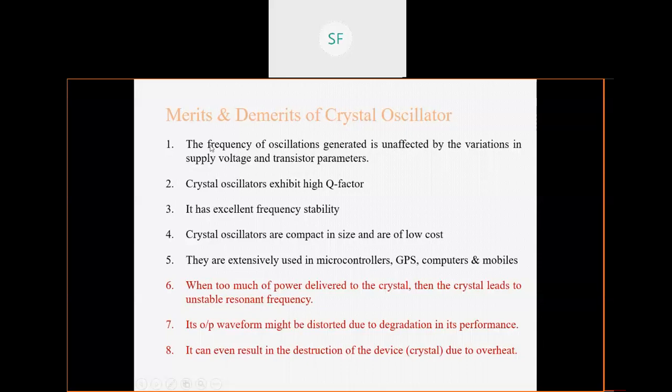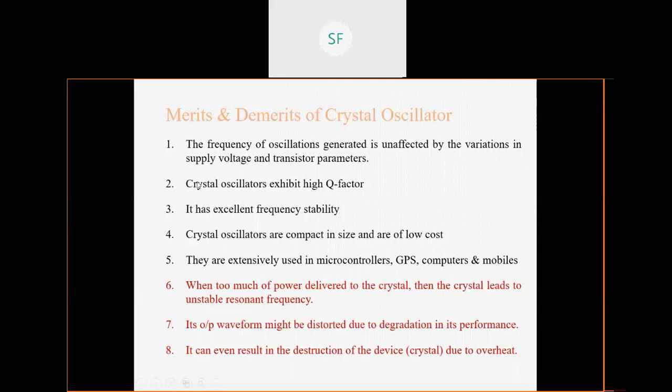So now what are the merits? The frequency of oscillations generated is unaffected by variations in the supply voltage and transistor parameters. This is a very important advantage. The frequency of oscillations remains unaffected, meaning even if your supply voltage or transistor parameters are varying, it does not affect the frequency of oscillations. That means you are getting constant, stabilized oscillations.